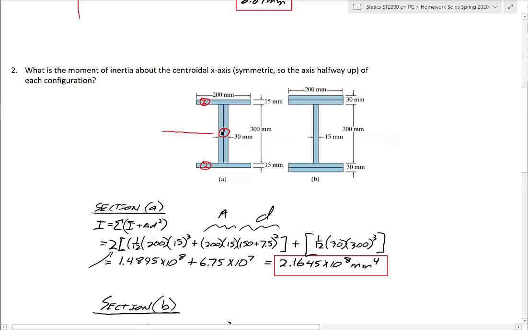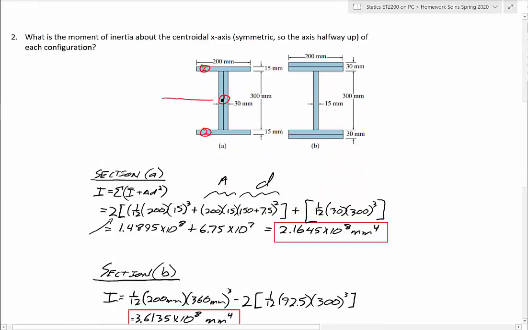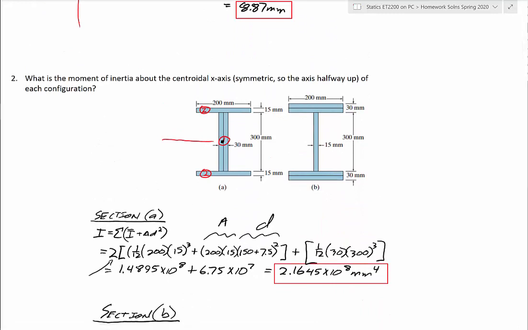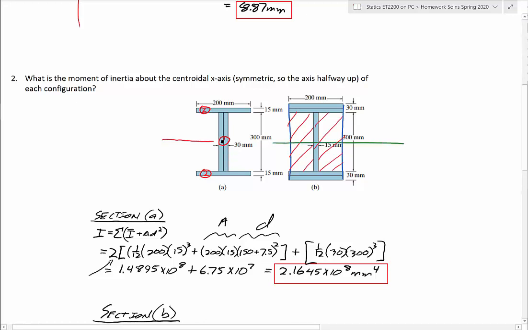Now, as an alternative, what I could have done, and this is what I did in section B to make it a little easier, is look at this whole thing as one big rectangle and find the moment of inertia of that entire rectangle, and then subtract out these two inside pieces. Now, the reason I can do that is because the centroidal axis, for each one of those parts I'm subtracting, is the same as the centroid for that first rectangle.